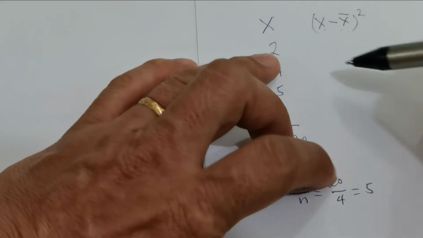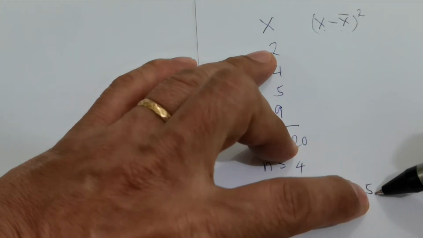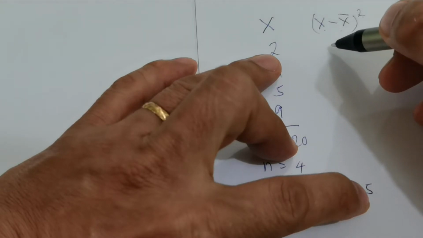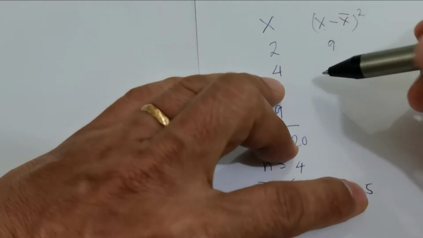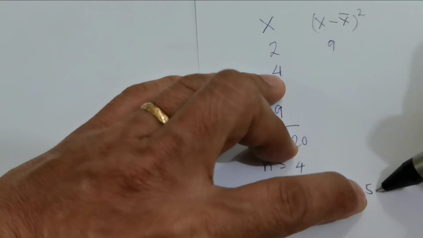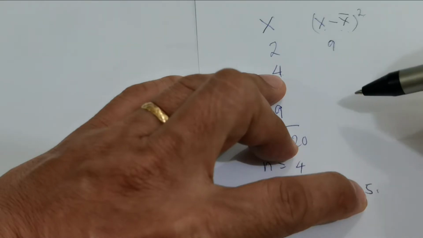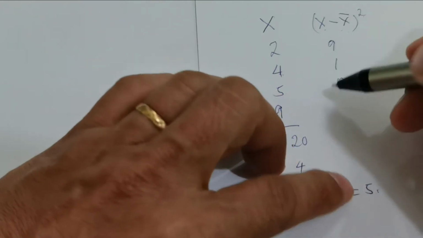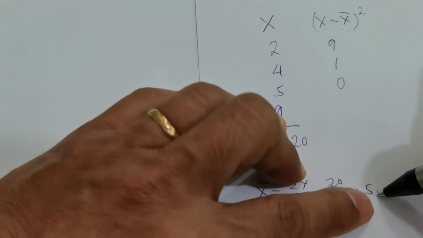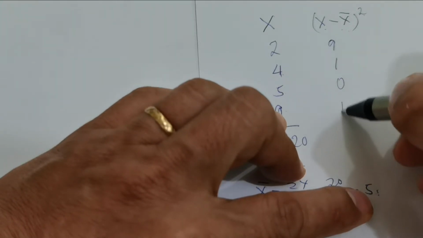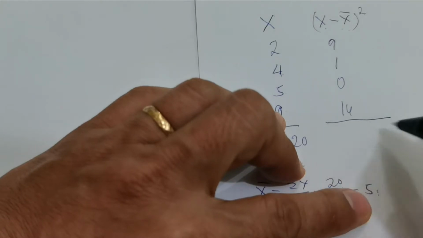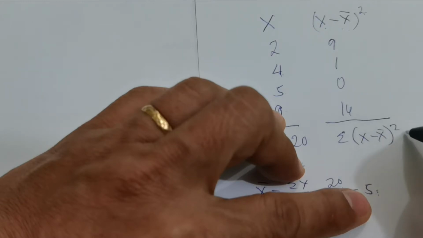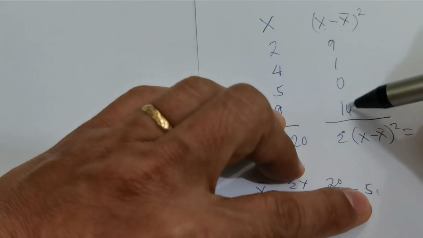So first, 2 minus 5. 2 minus 5 equals negative 3. Negative 3 times itself, that is equal to 9, right? So 4 minus 5, that is equal to minus 1, times itself is equal to 1. 5 minus 5 is 0. Then 9 minus 5, that is 4, and 4 times 4, that is 16. Now we are going to sum this up. Summation of x minus mean squared is equal to 26.